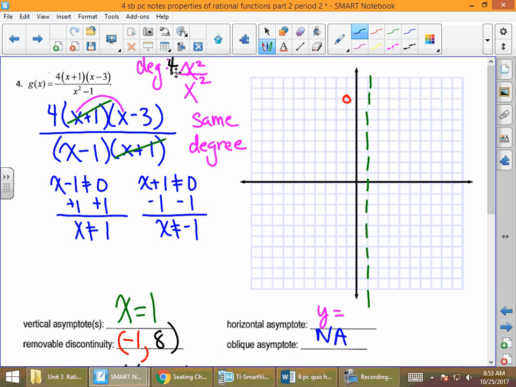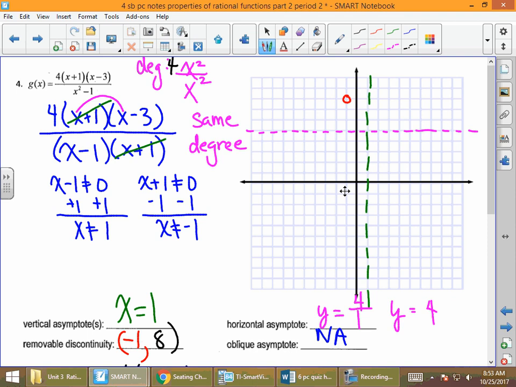We actually would have 4x squared when we multiply that out. And because it's the same degree on the top and the bottom, our horizontal asymptote is going to be the number in front of the highest degree term on top, which is 4, and the number in front of the highest degree term on the bottom, which is 1. So it's y equals 4, if you prefer. If you write 4 over 1, that is fine. It's one more asymptote that we have that we can put back in here. Y equals 4.